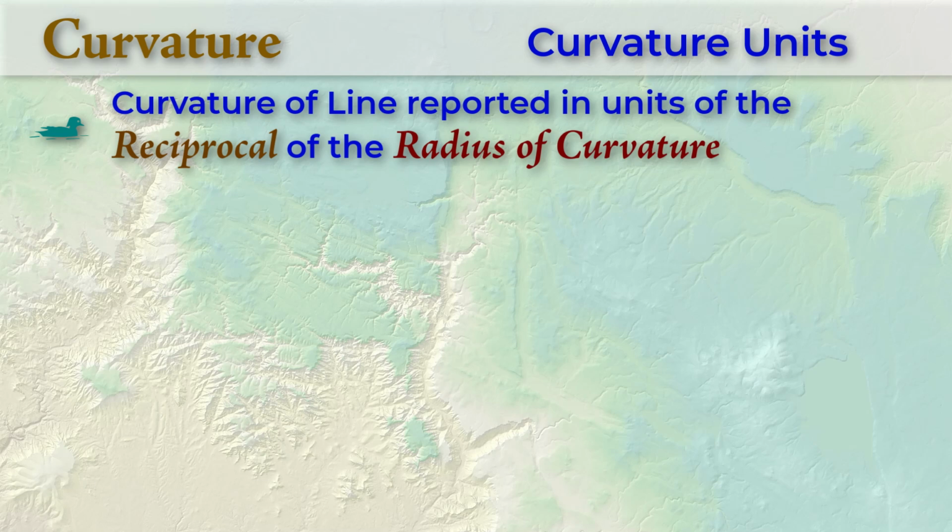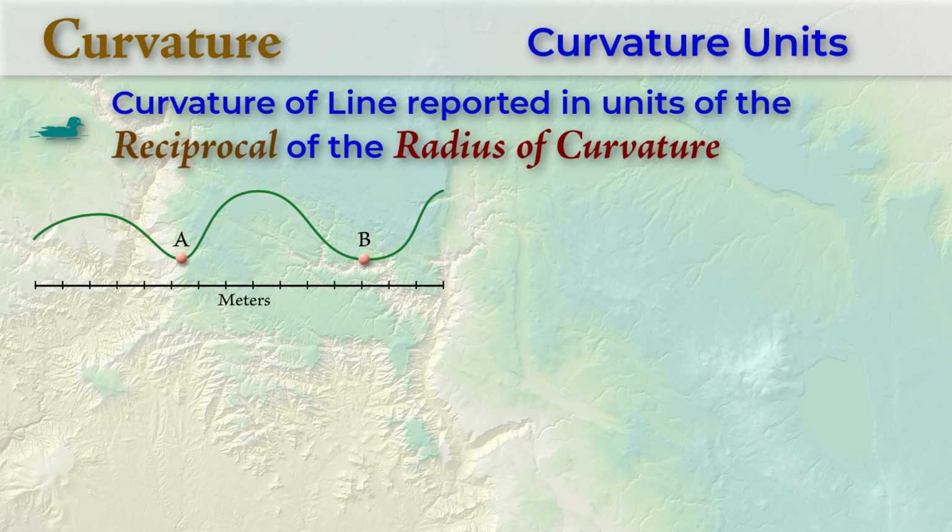In general, curvature values are reported in units of the reciprocal of the radius of curvature. So what's that? Suppose we have 2 points on the line at A and B. In this example, we are measuring the landscape in meters. Now, clearly, just looking at it, point A has a higher curvature than point B. You can see the curve is sharper. So how do we quantify that?